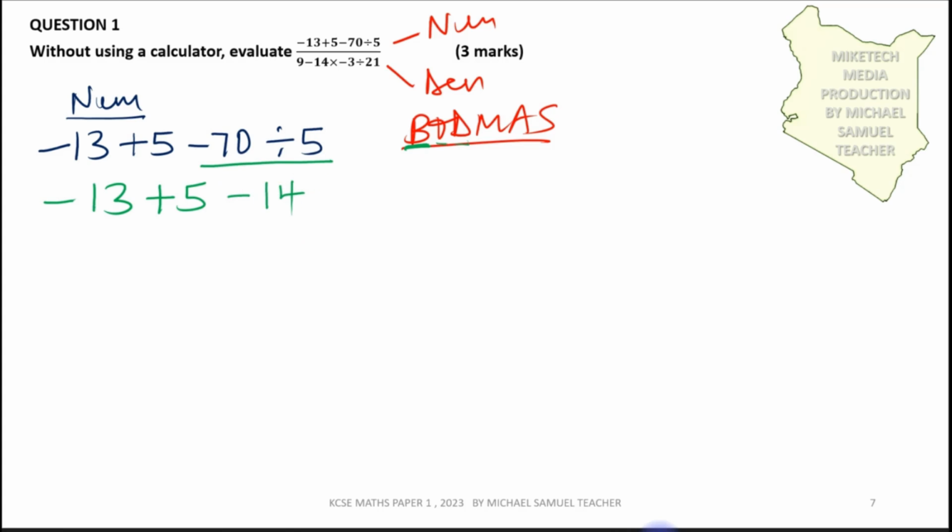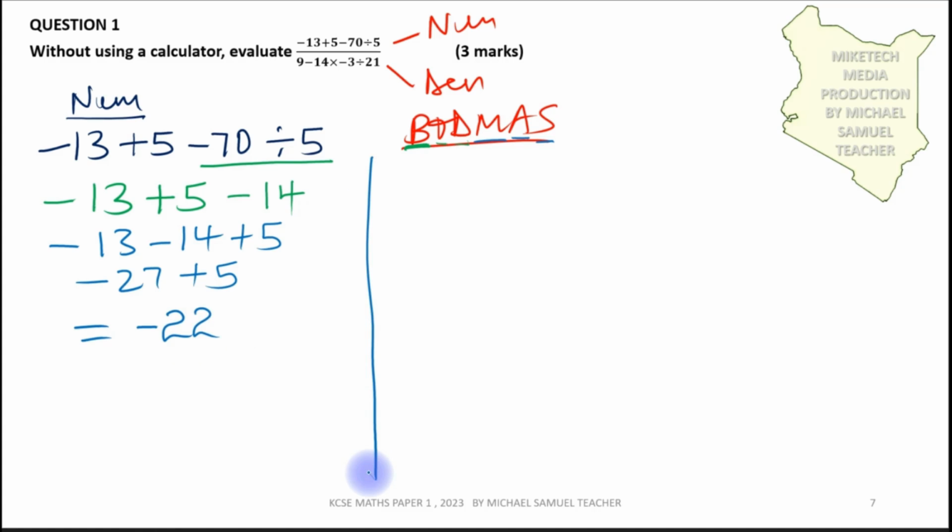So the next operation will be multiplication. There is no multiplication, we have addition and subtraction. So for addition and subtraction they are commutative, so we can start with either. So for this I can take minus 13 minus 14 plus 5. Minus 13 minus 14, that is minus 27, then plus 5, we end up getting minus 22.